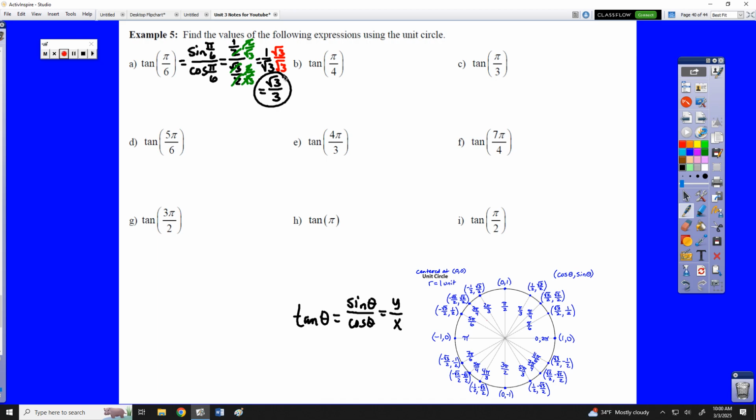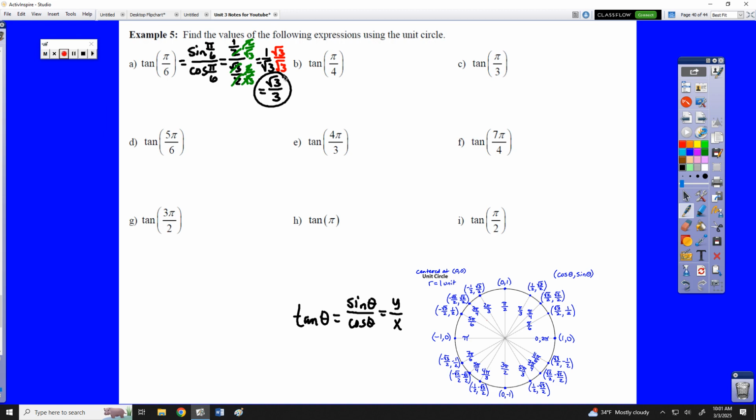In quadrant 3, the x and the y are both negative, so a negative divided by a negative would be a positive, meaning tangent would be positive in quadrant 3. And in quadrant 4, x is positive and y is negative, so you're doing a negative divided by a positive, meaning that in quadrant 4, tangent would be negative.